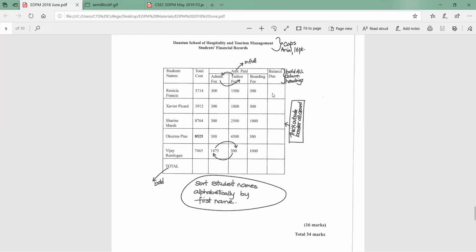Miss, I feel dumb now. Huh? I feel dumb because I didn't get the balance due in the exam. But you understand what you have to do now, right? Yeah, I understand.